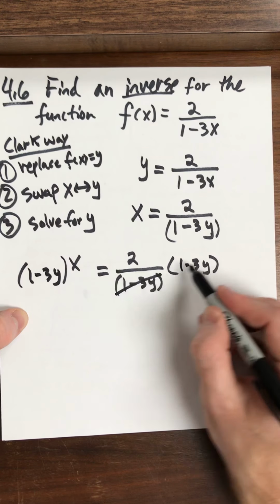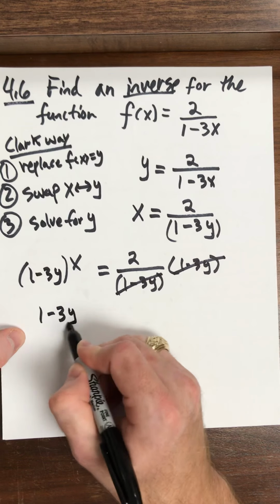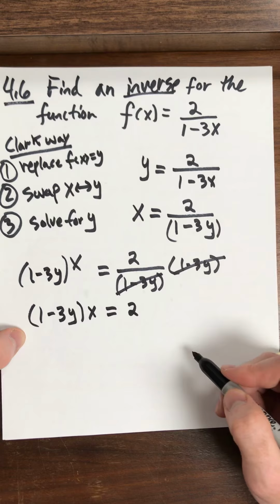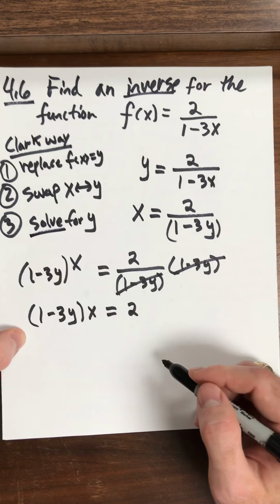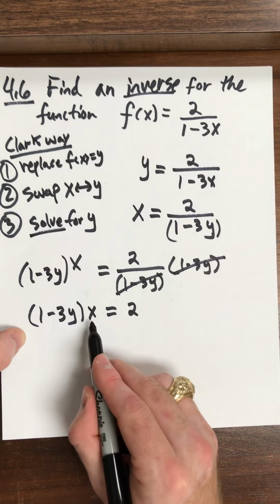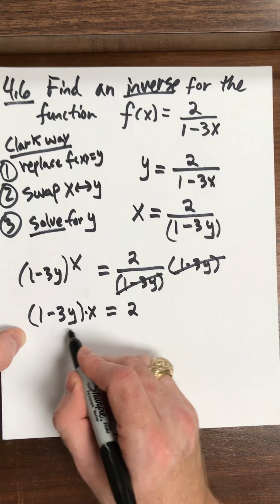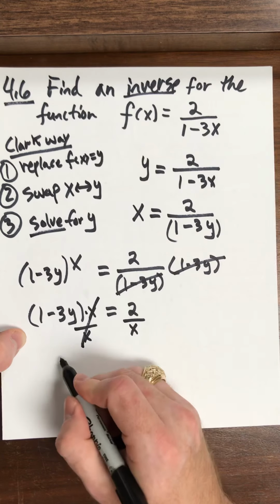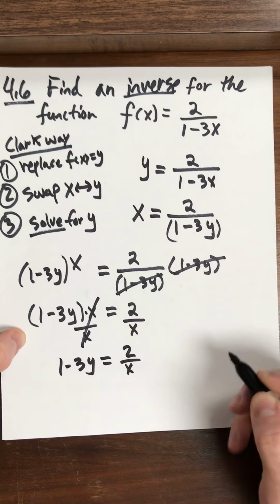When I do this, these cancel, and so I have 1 minus 3y, and then x equals 2. Okay, I'm trying to get y by itself. That's what I'm trying to do, okay? Now, to do that, I need to move this x to the other side. The opposite of multiplication is division. So divide both sides by x, so those cancel. So I get 1 minus 3y equals 2 over x.